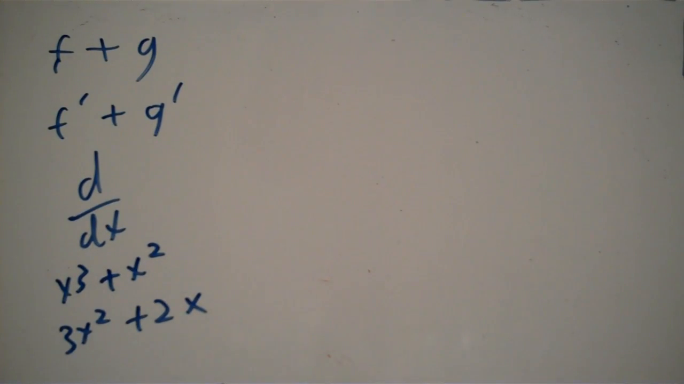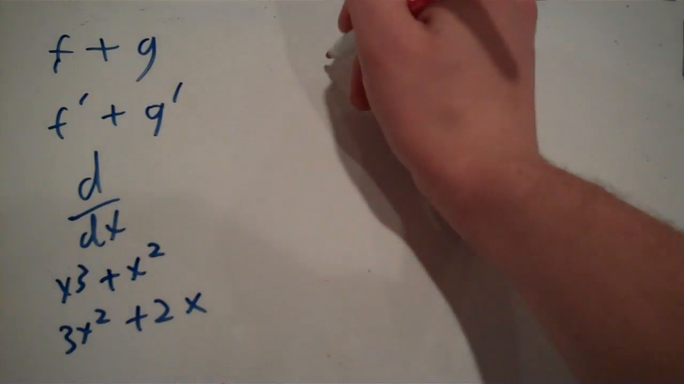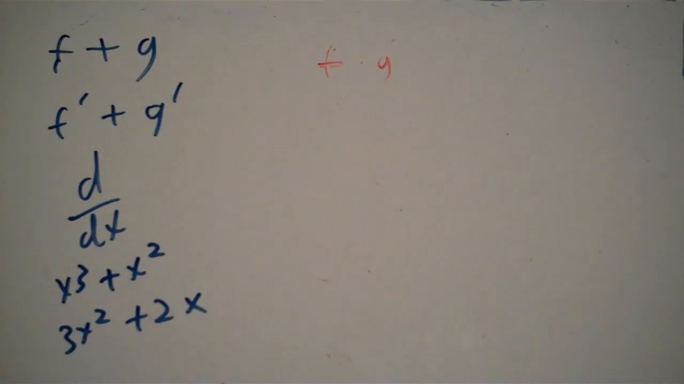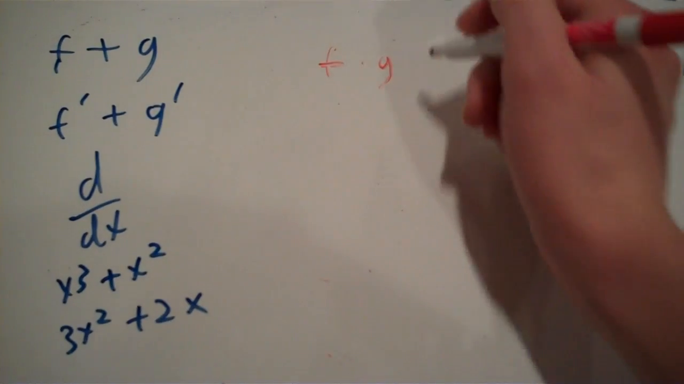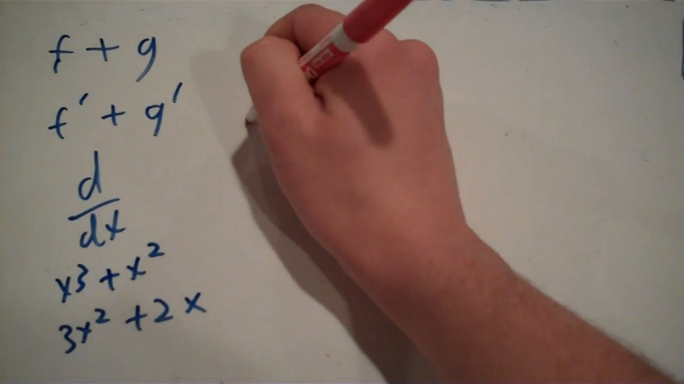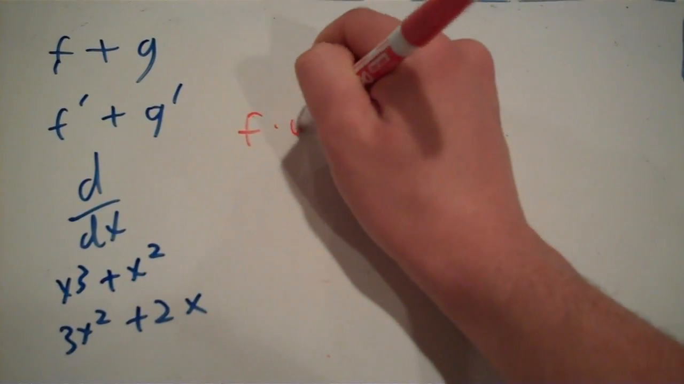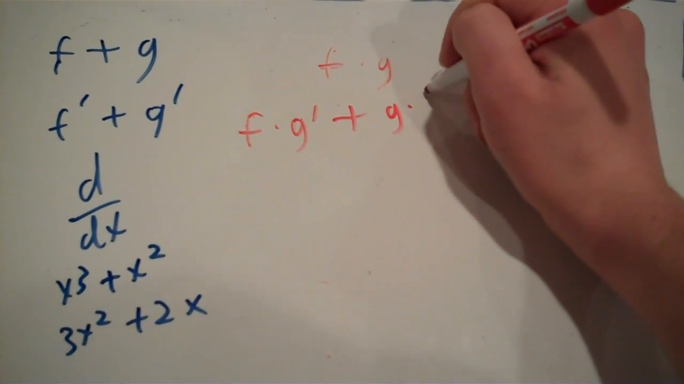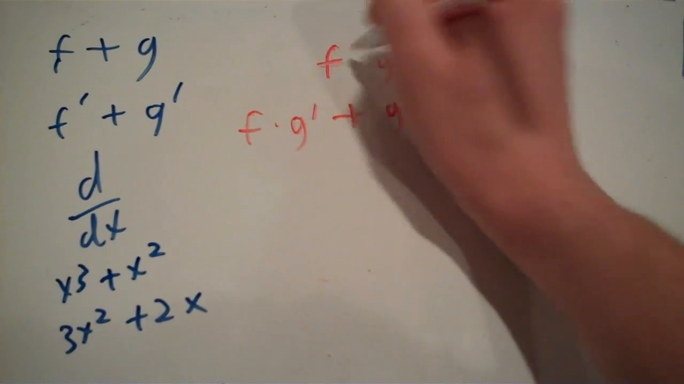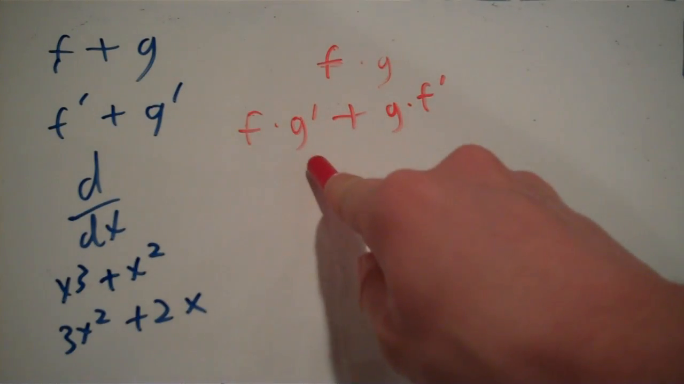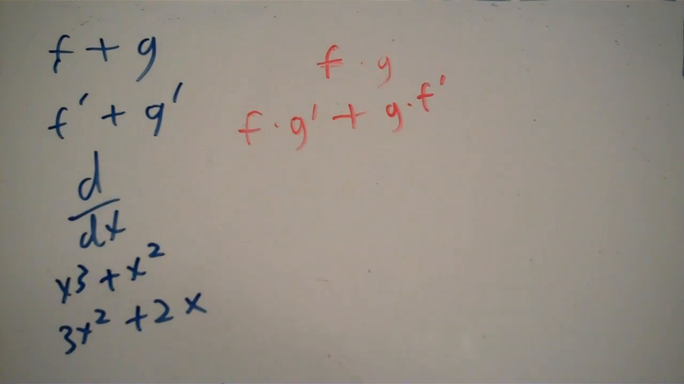But let's say we were to do this with two functions that were multiplying together. So say we're multiplying f and g. Well, it's a bit different this time, a bit more complicated. We have to use something known as the product rule. So what that is, we have the first function times the derivative of the second function plus the second function times the derivative of the first function. An easy way to remember this is first the second plus second the first.